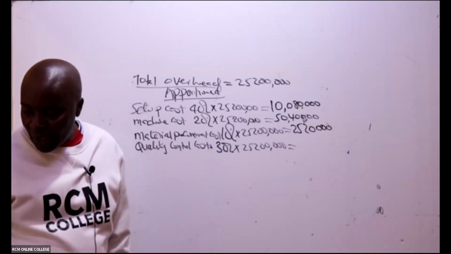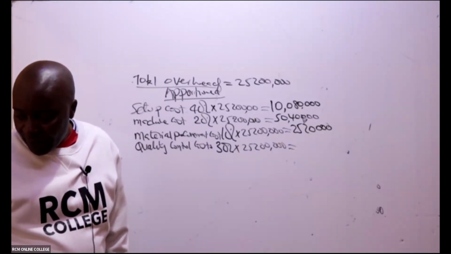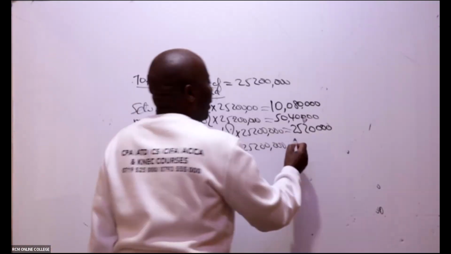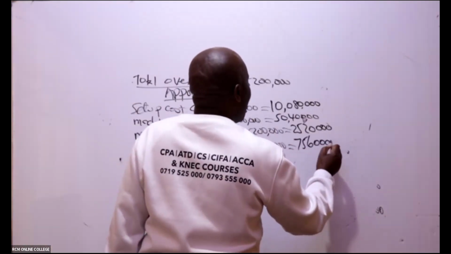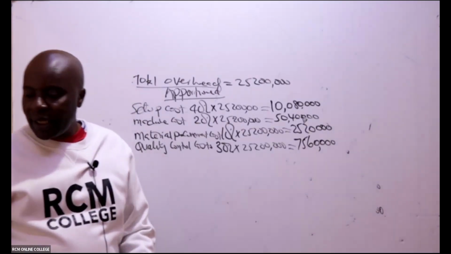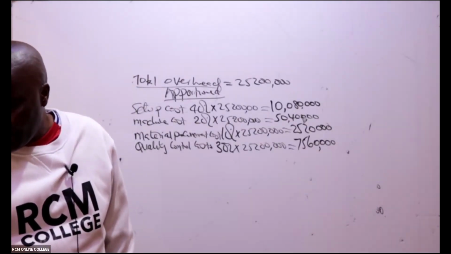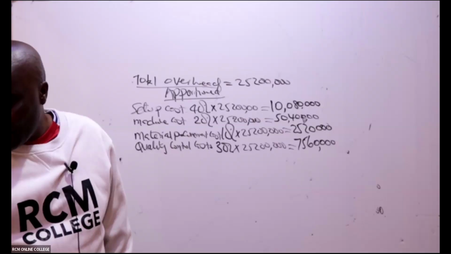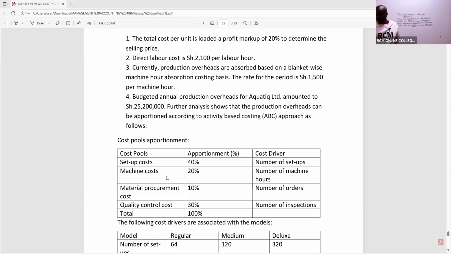That is 7,560,000. You see, ladies and gentlemen, if you look at all the questions in our past papers, the examiner has always given us figures under the cost pools for each one of them. But this time round, he gave us percentages. So we have to take percentages and multiply them with our total overhead for the firm.